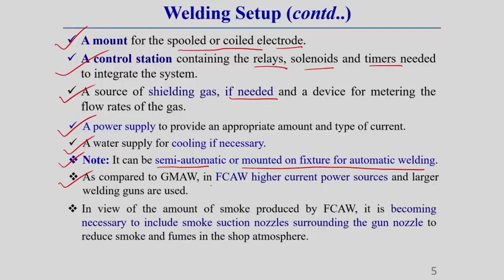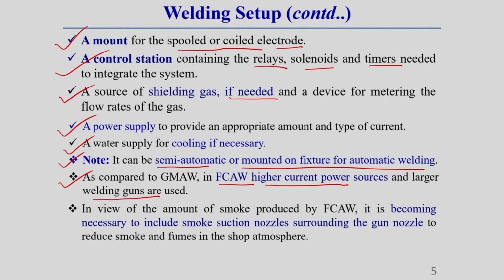the SMAW process. Okay. Now, in the flux core arc welding process, as the flux is used inside the wire, this electrode size is generally a little bit higher in diameter than in the GMAW process, or you can say the MIG welding process. That is why a higher current power source and a larger welding gun are required. What I am telling, understand?